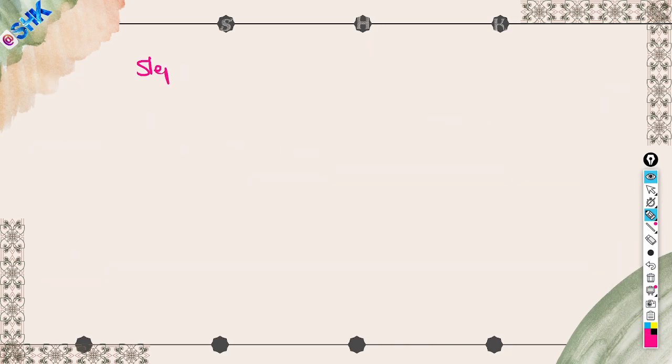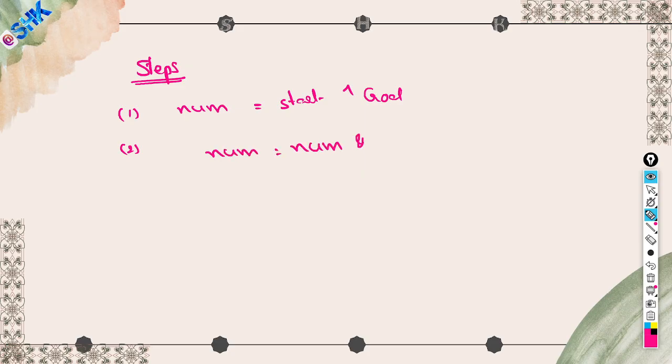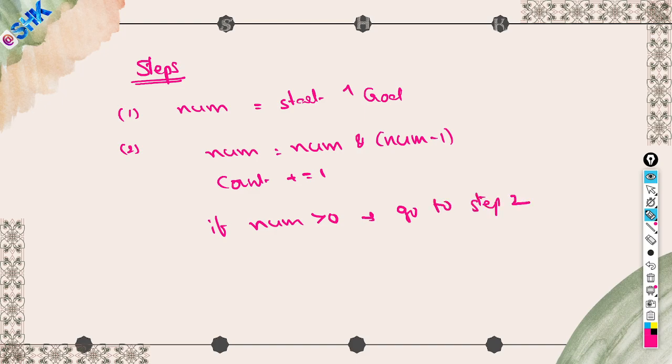For implementation of this logic, we will see what are the steps which we have carried out. In the first step, num is assigned the XOR of the start data with the goal. In the second step, num is assigned num ANDed with num minus 1. For this particular step, the count is incremented, so count plus equal to 1. Then we have a condition: if num is greater than 0, go to step 2, else. What does else mean? This else is nothing but if num is equivalent to 0, return the count.